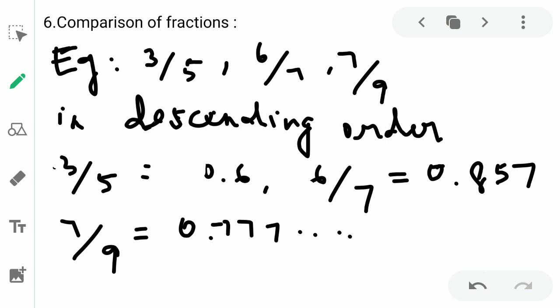Next, comparison of fractions. I have to compare the fractions in ascending order or descending order. I'll give you an example: 3 by 5, 6 by 7, 7 by 9 in descending order. They are telling that it is in descending order. When I divide 3 by 5, you will get the answer as 0.6. When I divide 6 by 7, you will get 0.857. When I divide 7 by 9, you will get 0.77.